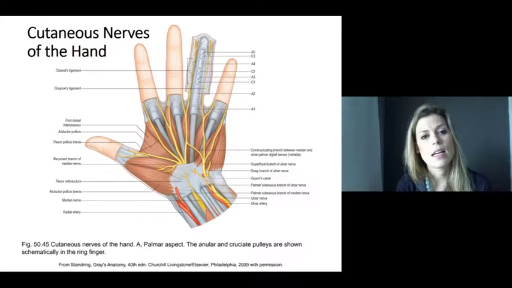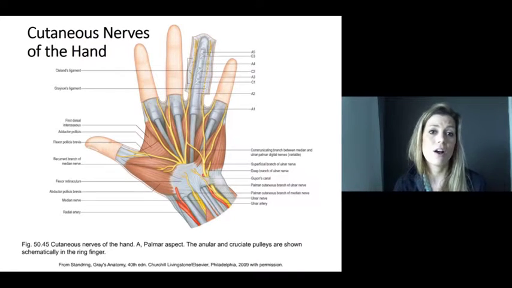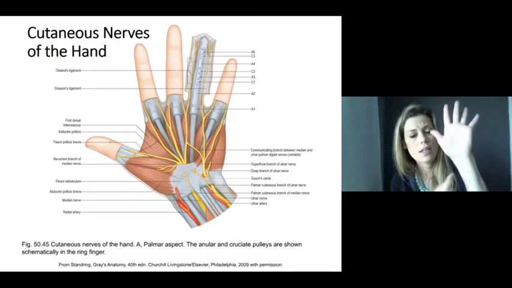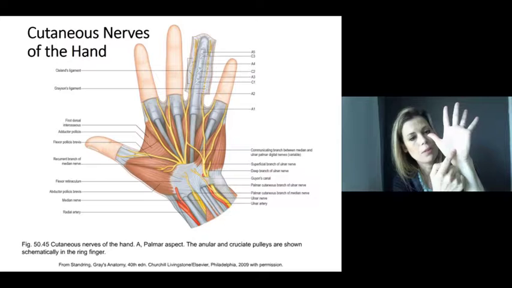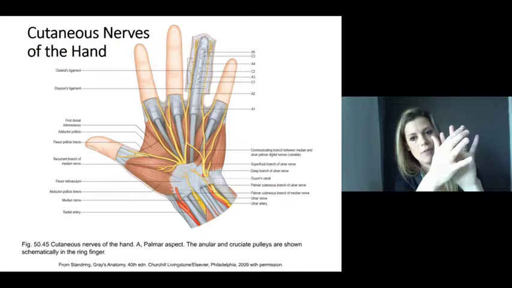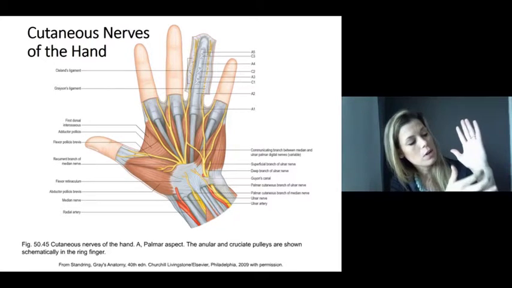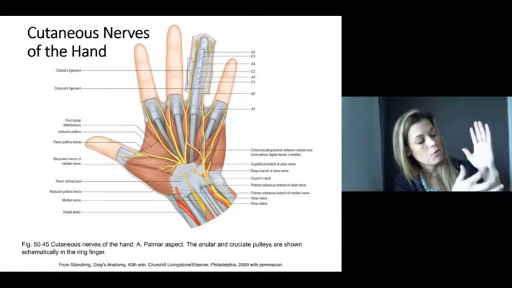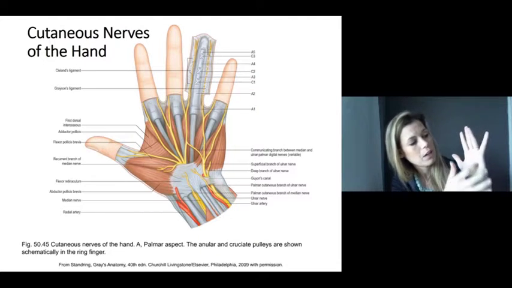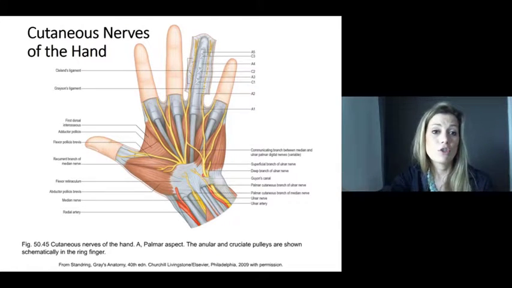Here we can see an image of cutaneous nerves to the hand, and some of these nerves also provide motor to the hand. This is more of an anterior view of the hand. We can see that the median nerve courses down through the carpal tunnel, and it has branches to the thumb, the index, the middle, and half of the ring. The ulnar nerve courses down through Guyon's canal, and it's going to then progress to the small finger and half of the ring finger. On the dorsum side of the hand, which you're not seeing here, you will also have the radial nerve.